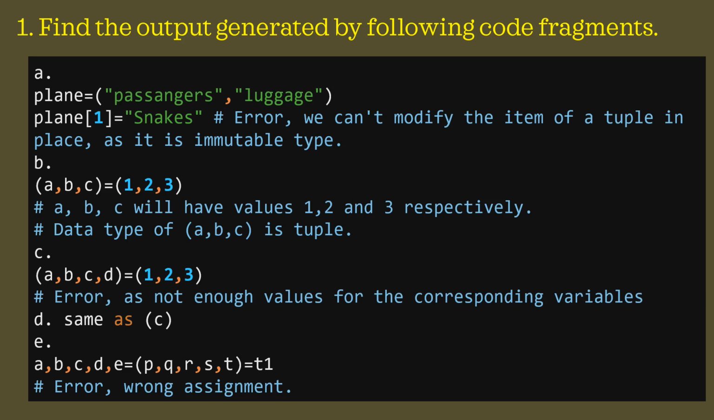Now next one is a, b, c, d, e is equal to p, q, r, s, t is equal to t1. This is a wrong assignment because a, b, c, d, e are all identifiers and p, q, r, s, t are also identifiers, and on the right hand side it is assigned a value t1 which is also an identifier. There is no value to be assigned for this identifier. So this is going to give you an error.